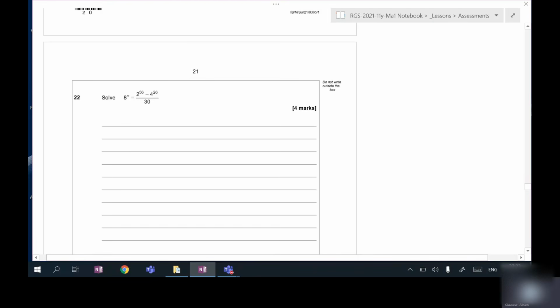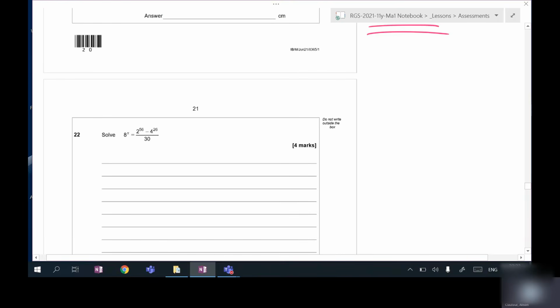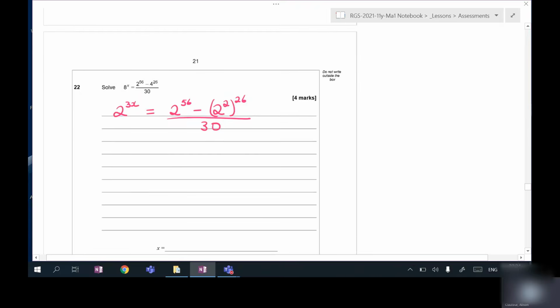Okay, you've got an equation with indices here to solve. So let's have a look what's going on here. Whenever you've got anything with powers in, the best thing to do... It's not a very nice question, I'll give you that. So I'm going to make this 2 to the 3x, because 2 to the 3 is the same as 8. Make this 2 to the 56. We'll make this 2 to the 26 over 30.